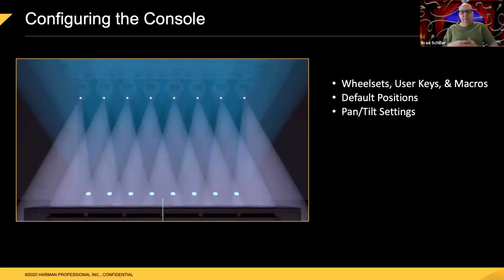The next thing to consider is the pan and tilt settings. I prefer to know the way the encoder is going to work with my fixtures, so that if I'm working on pan and I turn my encoder to my right or clockwise, the fixtures from my perspective sitting at the console will move to my right.